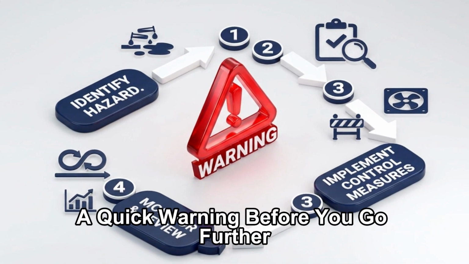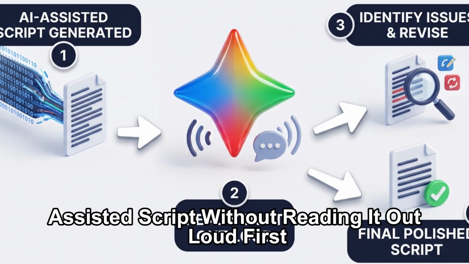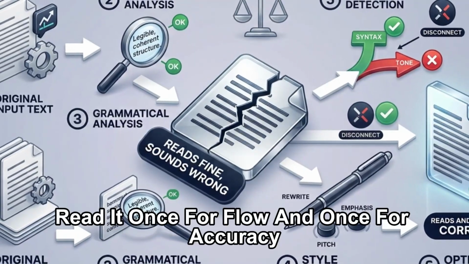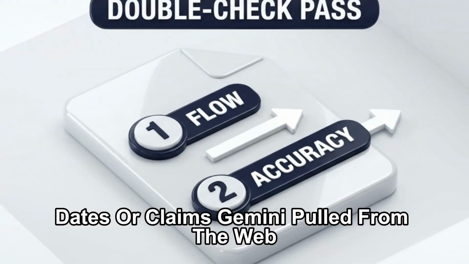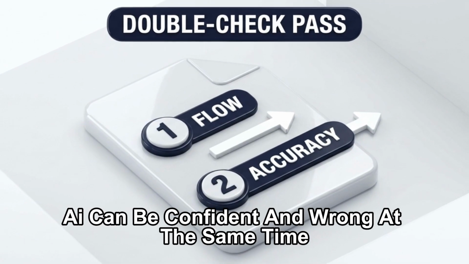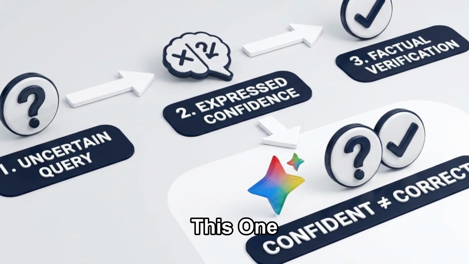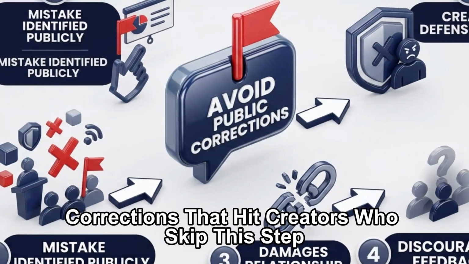A quick warning before you go further. Never publish an AI-assisted script without reading it out loud first. Awkward phrasing that looks fine on a page often sounds wrong on camera. Read it once for flow and once for accuracy, especially with numbers, dates, or claims Gemini pulled from the web. AI can be confident and wrong at the same time, so you're still the final editor. This one habit alone will save you from the embarrassing comment section corrections that hit creators who skip this step.